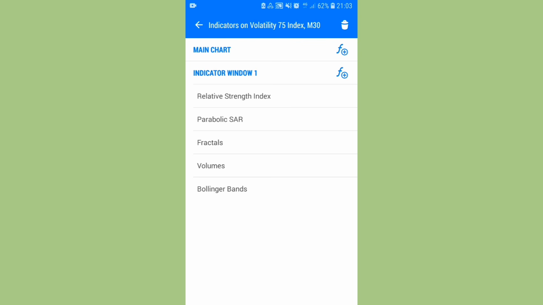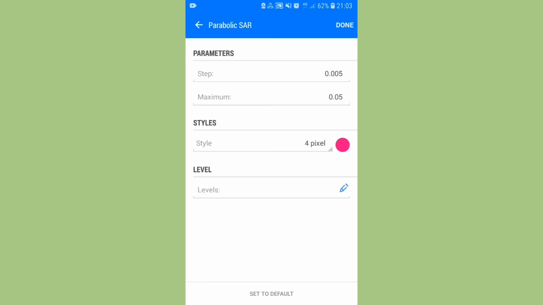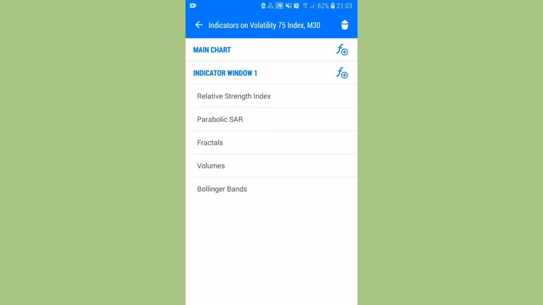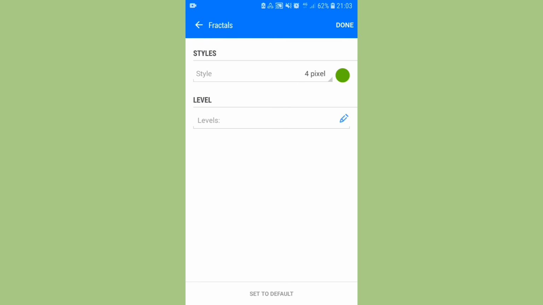Our second indicator is Parabolic SAR, which has the following parameters: step 0.005, maximum 0.05, style 4 pixel, and our color should be pink. You will click done, but since I already saved it, I'll just go back. Our third indicator is known as Fractals, having the following parameters: style 4 pixel, and the color is green. No levels are needed, simple as that.